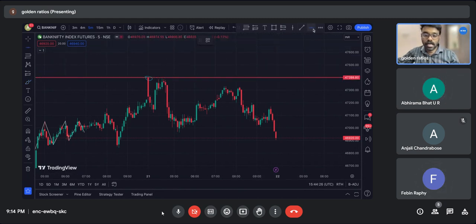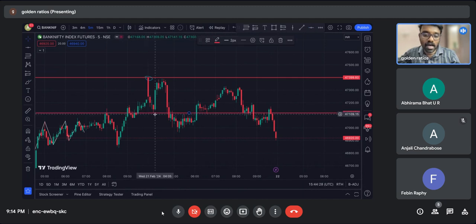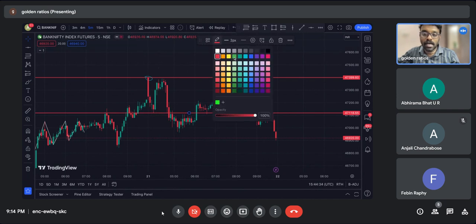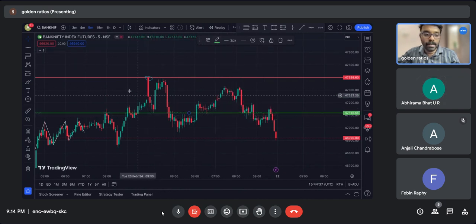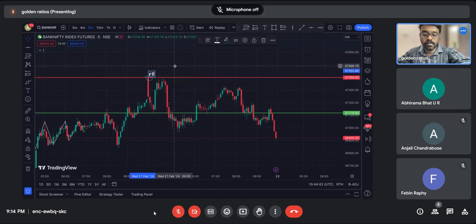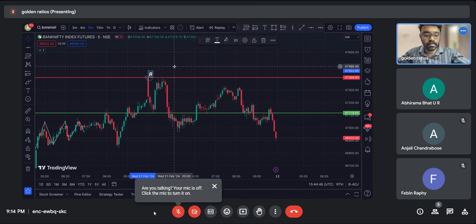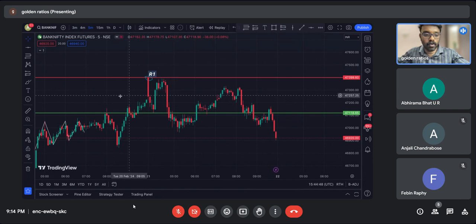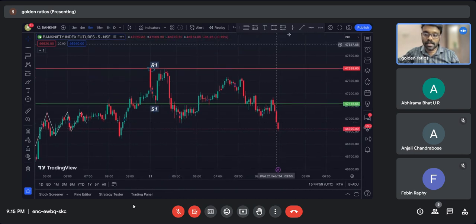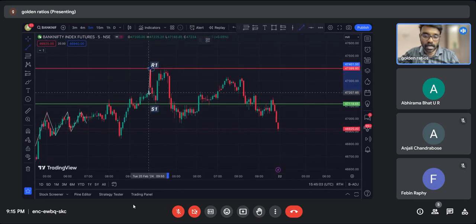So where it took a support, meaning where the market came down and pushed up, that particular price movement made a support over there. So we will mark this resistance as R1, and this is the support. Why is it called a support? When the market fell down, it gave a support at that price and didn't allow the market to fall further. So in today's market itself we can see a support and a resistance.